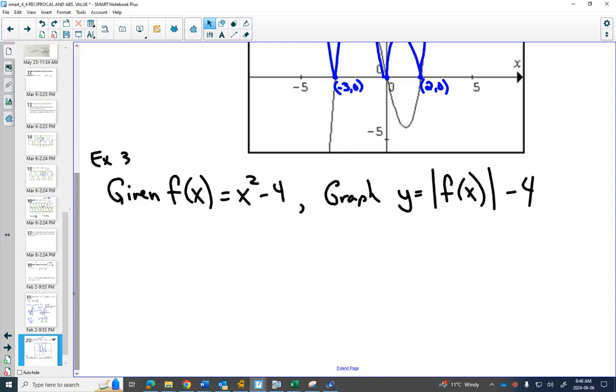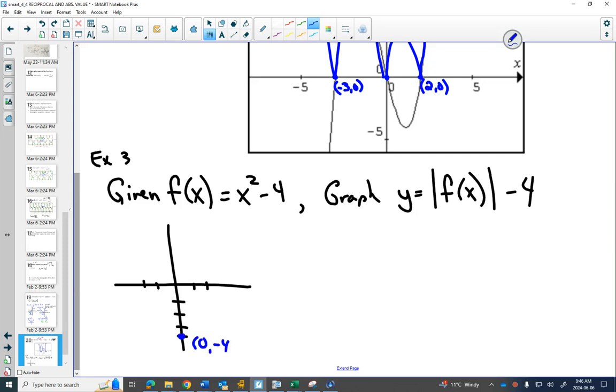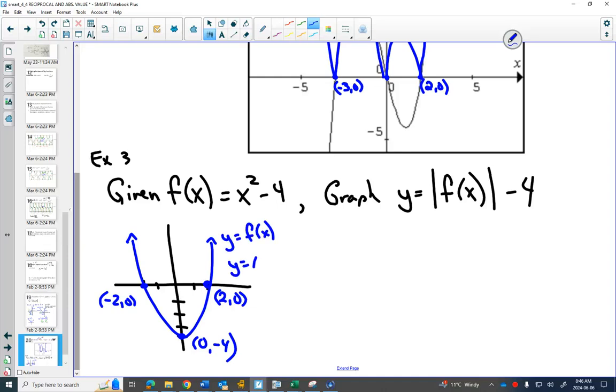So first of all, we've got an f of x graph. I'll graph that first. I know it has a vertex. It's a parabola translated down 4 units. I know that its x-intercepts would be at (2, 0) and at (-2, 0). So there's our original graph. This, and I'll label it, this is the f of x graph, or y equals x squared minus 4.